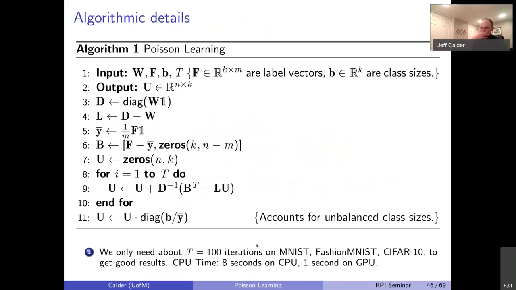So just very briefly, here's the algorithm for Poisson learning. It's very simple to write down. The first few steps are all about you just compute the graph Laplacian. You do this centering for the source term. And the main thing is the iteration that I showed you earlier. It's very, very simple matrix vector multiplications. The only thing is L is a very large sparse matrix. But you can do it, for example, on a GPU because it's just matrix vector operations. So it takes about 1 second on a GPU to solve this for MNIST, which is 70,000 unknowns, basically. And on a standard laptop CPU it takes about 8 seconds to solve this.